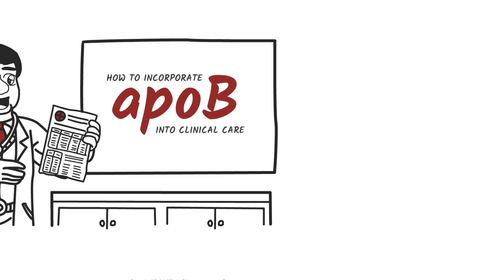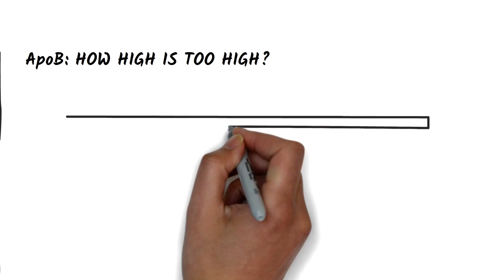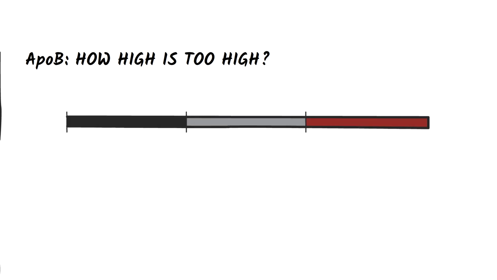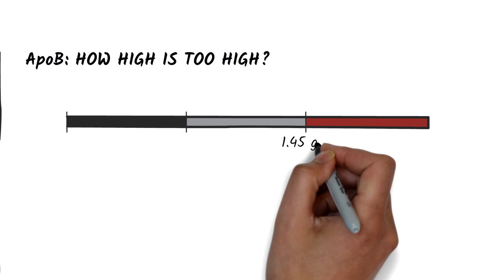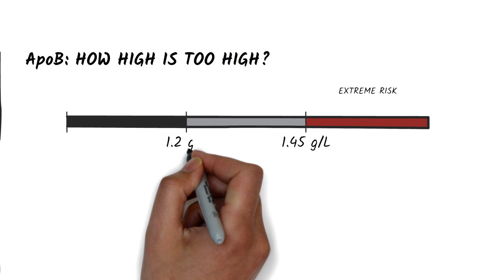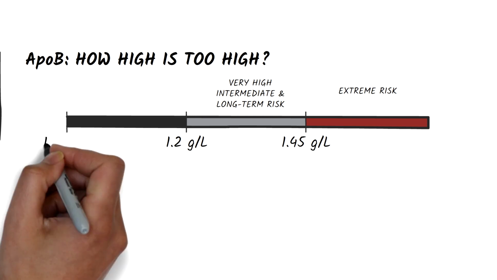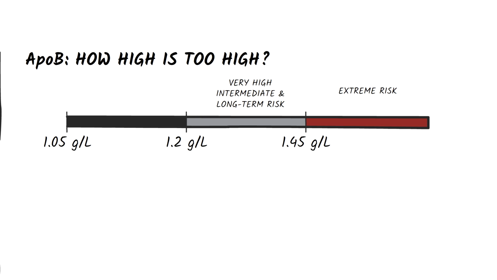But first, when it comes to apoB, how high is too high? We look at three ranges. An apoB above 1.45 grams per liter indicates an extreme risk of cardiovascular disease. An apoB between 1.2 grams per liter and 1.45 grams per liter indicates a very high intermediate term and long-term risk. And finally, a patient whose apoB is between 1.05 grams per liter and 1.2 grams per liter is considered at high long-term risk and might be at higher intermediate term risk.